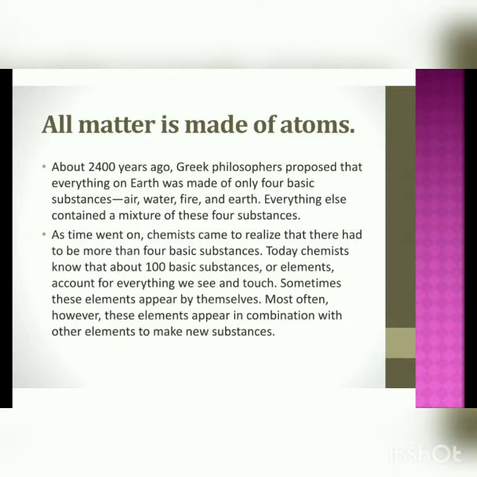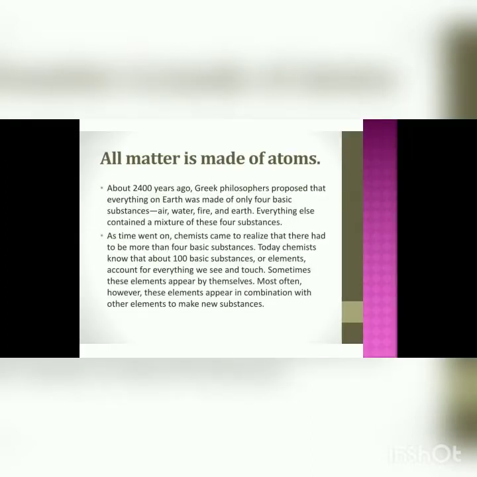Most often, however, these elements appear in combination with other elements to make new substances. For example, to make a new color like orange, you have to mix red and yellow. In the same way, to make a new substance, we have to mix two elements together.